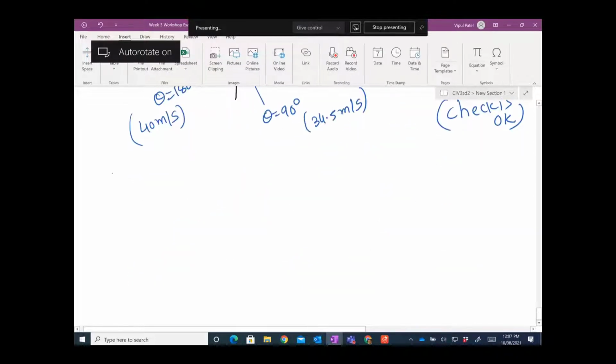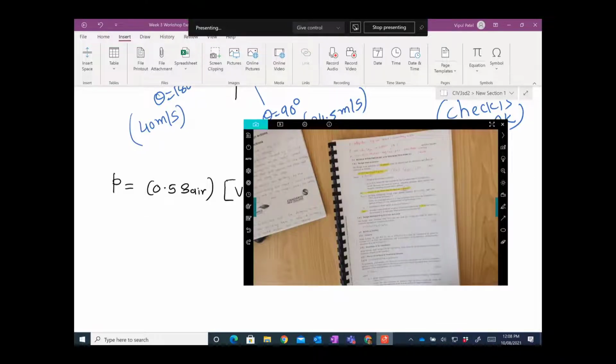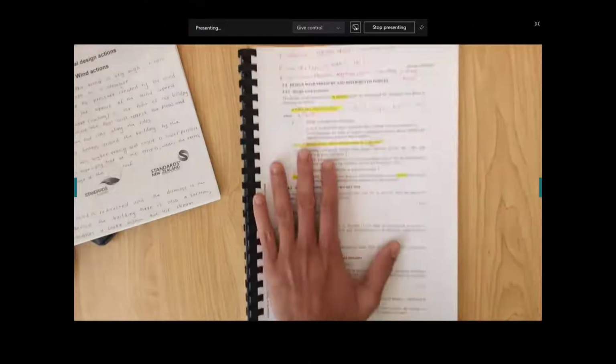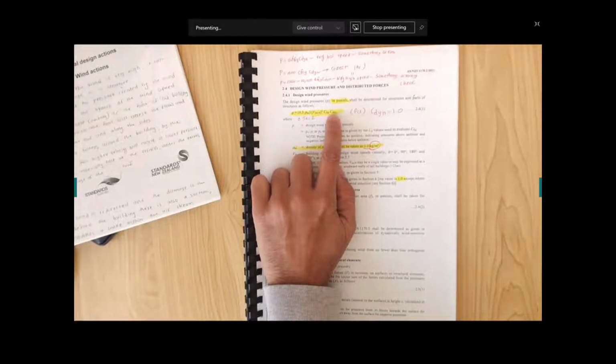So the pressure equation, pressure P equal to 0.5 rho R V design theta square C fig C dynamic, right? And the unit is pascals, by the way. So you have this equation 0.5 rho R V design theta square C fig C dynamic. Always C dynamic is taken as one.